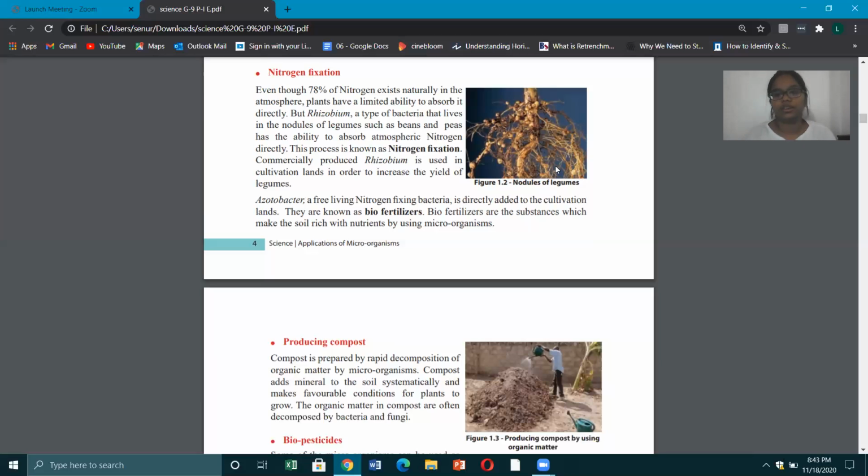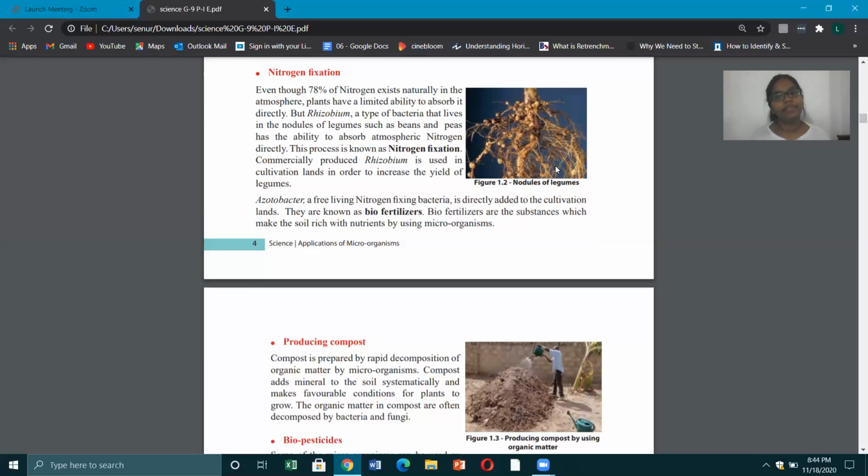So if the question says define what nitrogen fixation is: the process of the bacterium rhizobium, a type of bacteria living in the nodules of legume plants such as beans and peas, absorbing nitrogen directly from the atmosphere is known as nitrogen fixation. Rhizobium can be commercially produced as well in order to increase the yield of legumes.